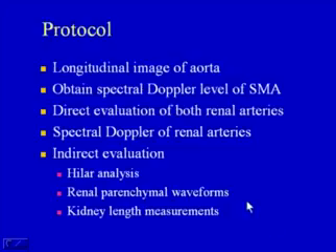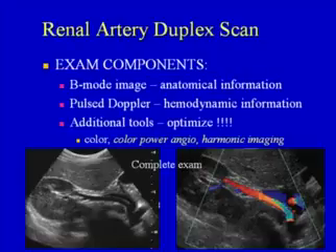Protocol. You need to obtain a longitudinal image of the aorta, and obtain spectral Doppler from the level of the SMA. You need to do direct evaluation of both renal arteries, then conduct spectral Doppler of the entire renal artery. Indirect evaluation includes hilar analysis, renal parenchymal waveform evaluation, and kidney length measurements. Exam components include the B-mode image, which provides the anatomical information, and the pulse Doppler, which provides the hemodynamic information. The pulse Doppler is where we get our diagnostic information from, along with additional tools such as color power and harmonic imaging.